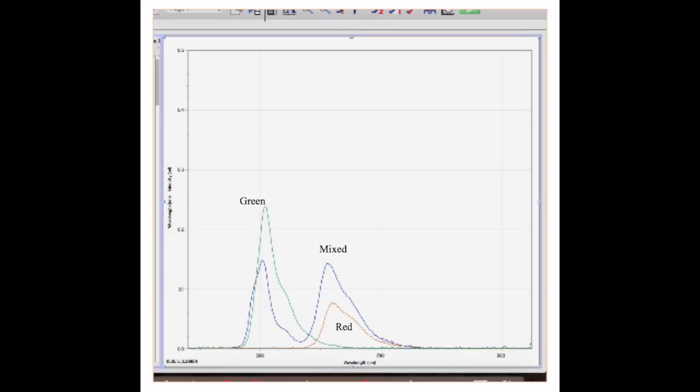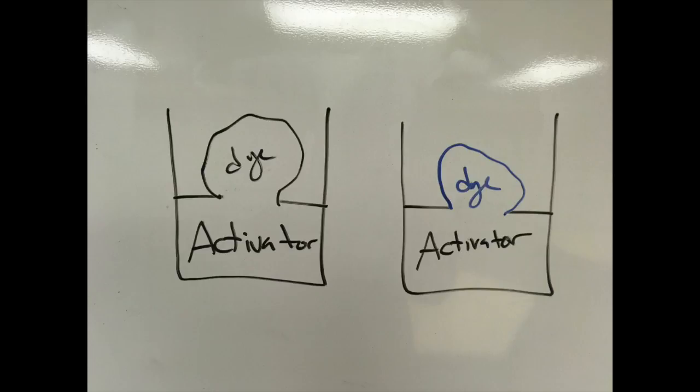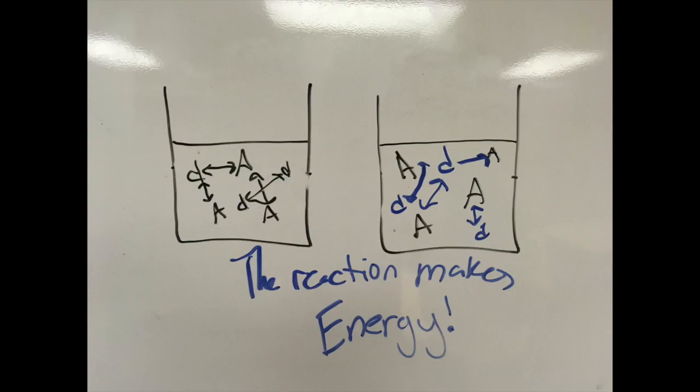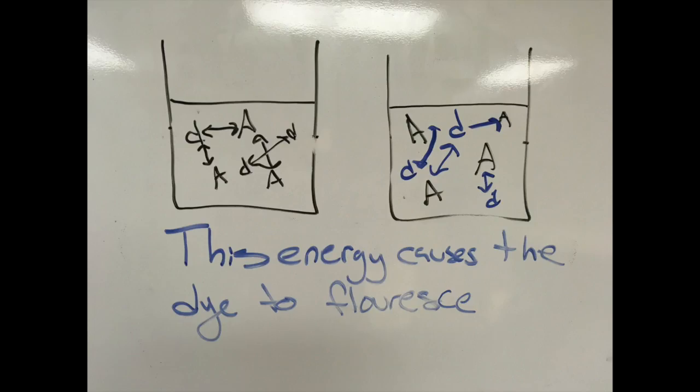In our data, one thing we notice is that the peak for green is higher than the peak for red. The reaction that occurred involved equal amounts of dye and activator being mixed together. The energy produced by that reaction was equal for both dyes and caused them to fluoresce, meaning that the dyes were able to absorb the energy produced, causing electrons to be excited and photons to be emitted when these electrons relaxed. If equal amounts of energy are being put in, but different dyes have different intensities, that means something other than the energy put in must be at least in part affecting intensity.